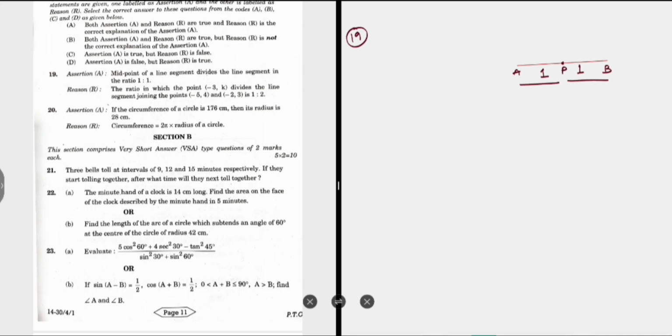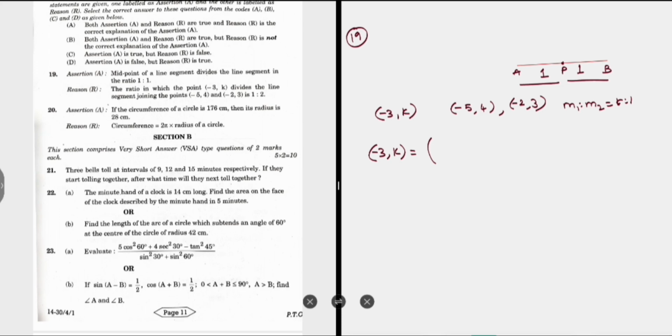Here what it is given, minus 3 comma k divides the line segment joining minus 5 comma 4 and minus 2 comma 3 in the ratio 1 is to 2. So let us check whether that ratio is 1 is to 2 or not. Let the ratio be m1 is to m2 is equal to k is to 1.